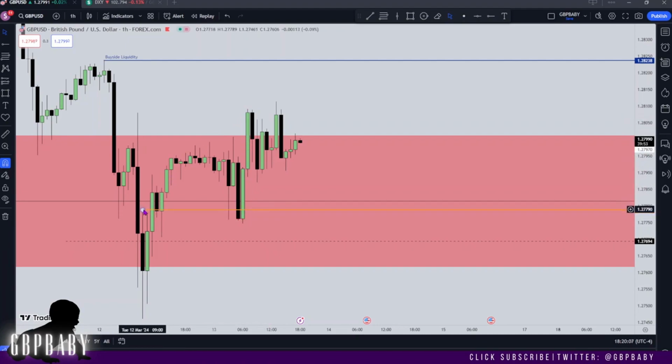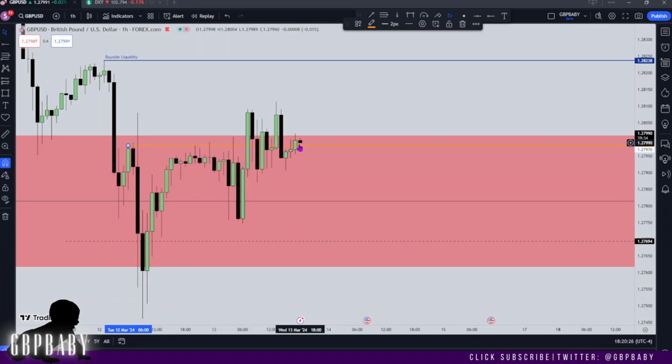So now I'm simply going to be looking at this level. Preferably this level will continue to provide the support price needs, because I don't really want to see price come back down here, especially not below this big bullish order block we have here on the 1 hour. So I'm looking at this bullish order block to continue to provide the support that we're seeing.